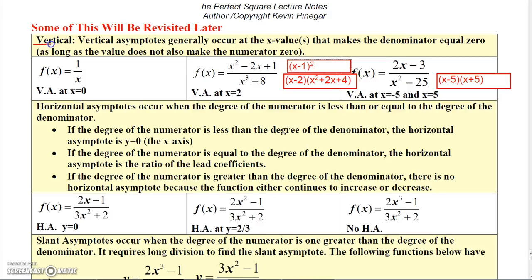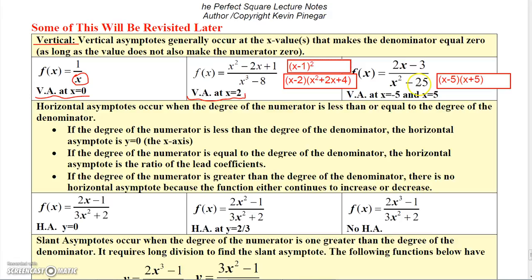Okay, so first let's talk about vertical asymptotes. Vertical asymptotes are generally pretty easy to find. You find the numbers that make the denominator 0, and as long as they don't also make the numerator 0, they're vertical asymptotes. So here 0 makes the denominator 0, so we would get a vertical asymptote at x equals 0. The next one, notice I went ahead and wrote it in factored form. You can see here that 2 makes the denominator 0 and it doesn't make the numerator 0. So here we have a vertical asymptote at x equals 2.